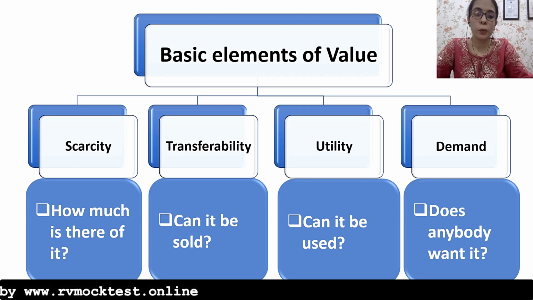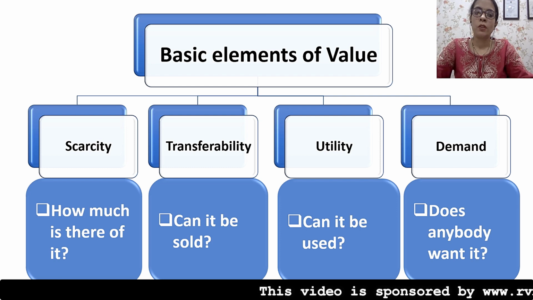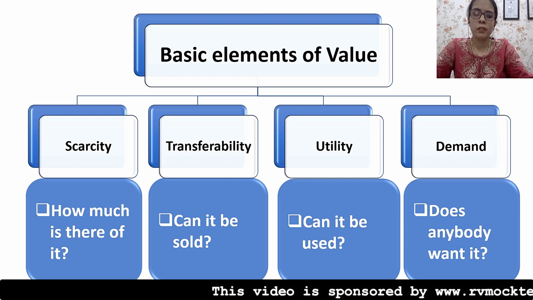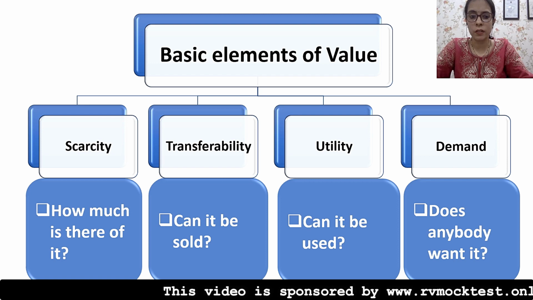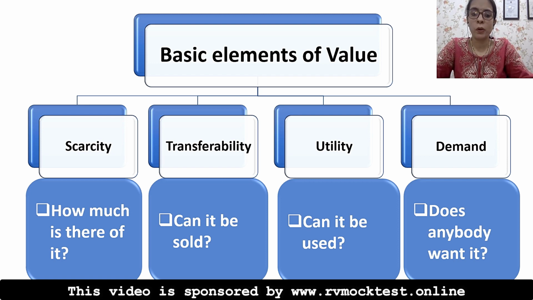Third element is utility. Can it be used? It basically means the ability to satisfy future owners' desires and needs. To have utility value, real estate should have the ability to provide shelter, income, amenities, or whatever use is being sought. Utility creates demand, but demand to be effective must be supported by purchasing power. So we have also covered a certain portion of demand in this utility segment itself, but still we are going with the fourth one, which is demand.